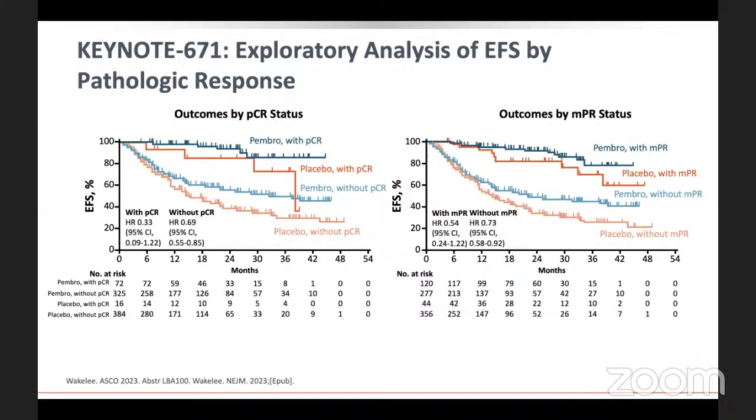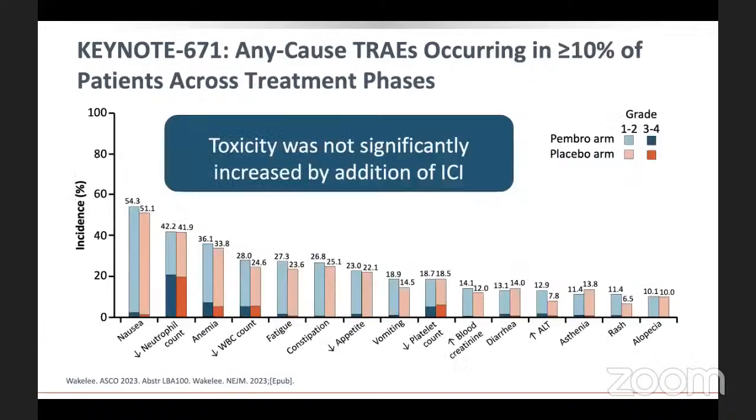And similar to the Checkmate 816 study, the Keynote 671 also showed that if you attain either a major pathological response or a pathological complete response, that is associated with superior survival. So by using chemoimmunotherapy in the neoadjuvant setting, we have an opportunity to at least identify the patients who will survive long versus those who won't survive long after our standard study.